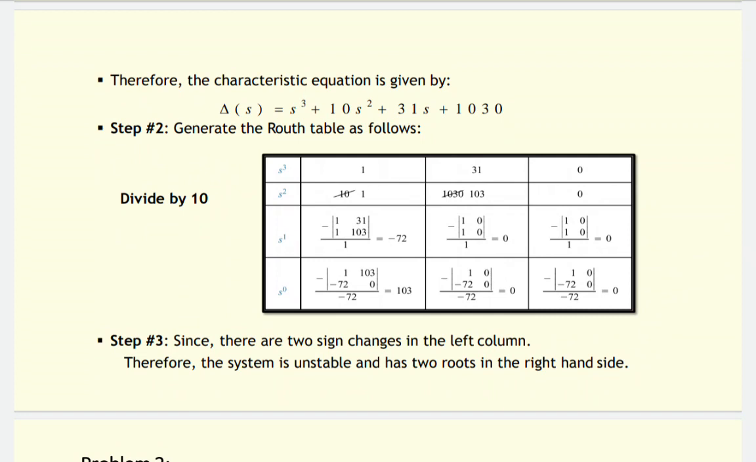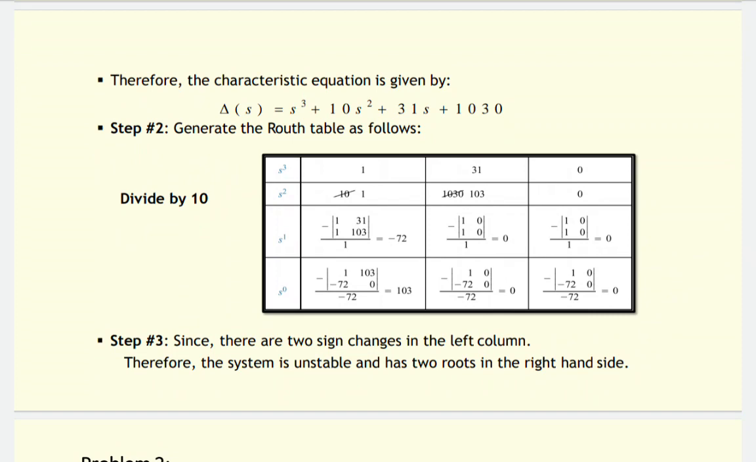So with the help of the restricted cross multiplication, whatever things I discussed on the previous slides, I am generating the s to the power 1 row. First column is minus 72 and the second column is 0, third column is obviously 0, and s to the power 0 is 103, and the second column is 0.